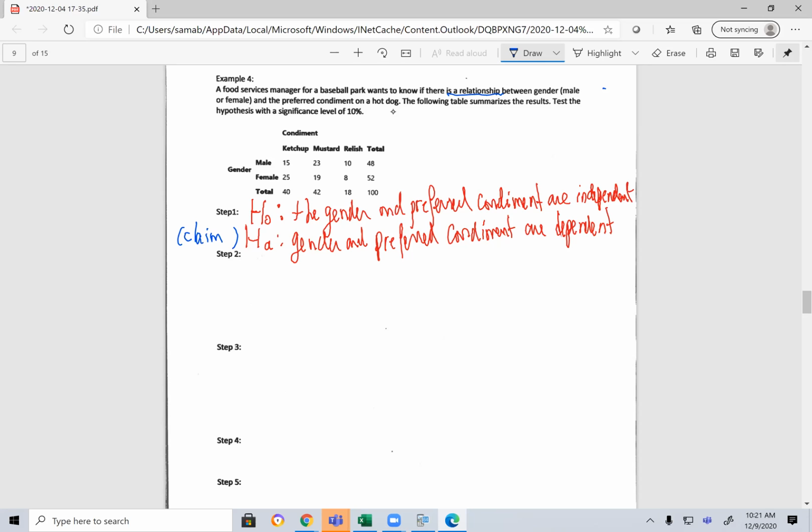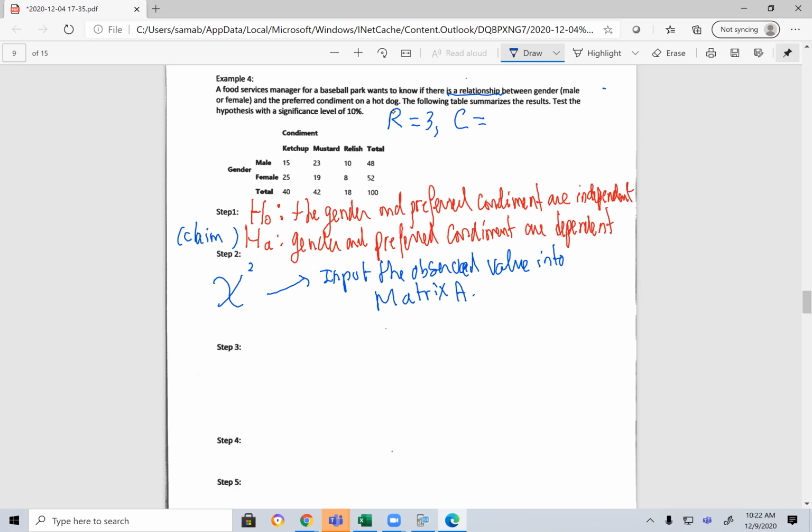Okay, step 2, find the test statistic. In order to find the test statistic, if using TI-84, input the observed values into a matrix. Okay, how many rows of data do we have here? 3. And how many columns? 4. Exactly. Let's do it.